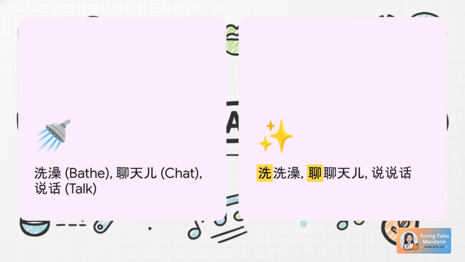聊天 becomes 聊聊天, having a little chat. And 说话 turns into 说说话, which is having a brief talk. So, to summarize the rule as simply as possible, you literally just double that first character. It immediately softens the action, it makes it sound shorter, and it gives your sentences this wonderful, natural conversational rhythm.